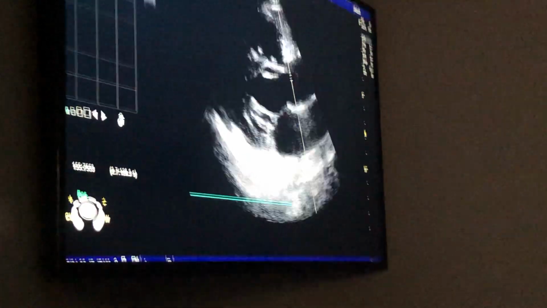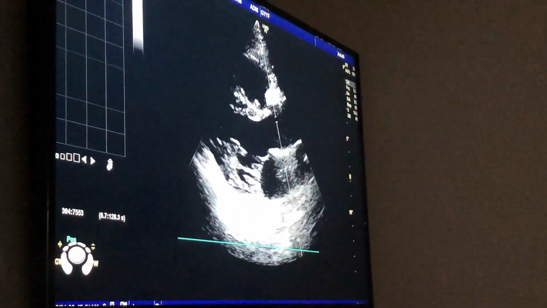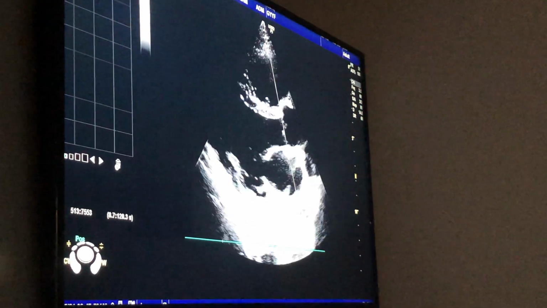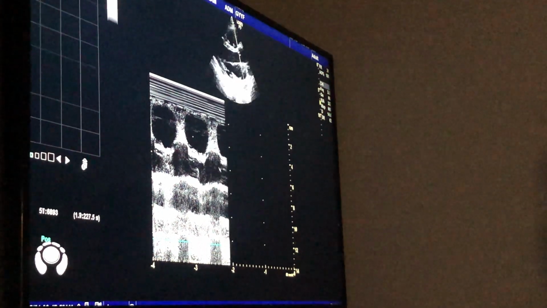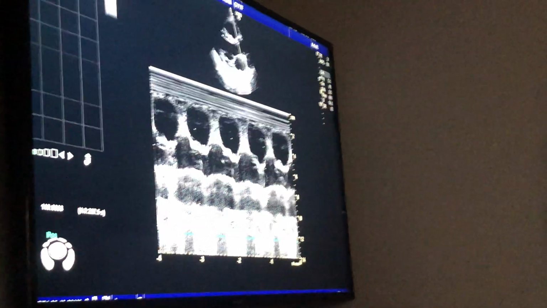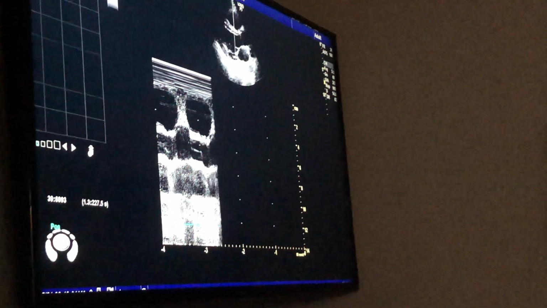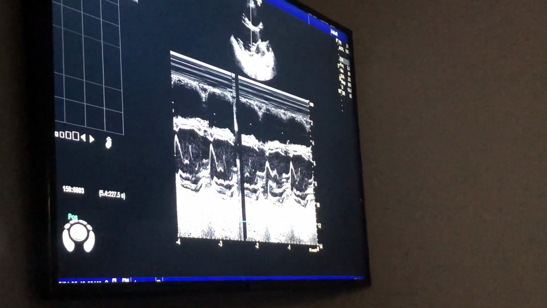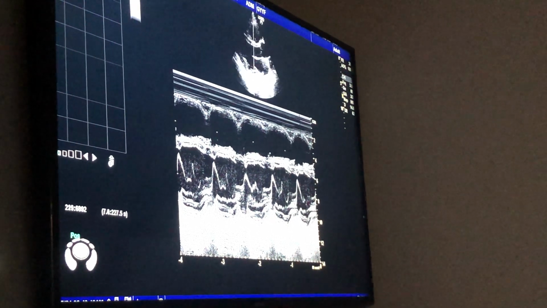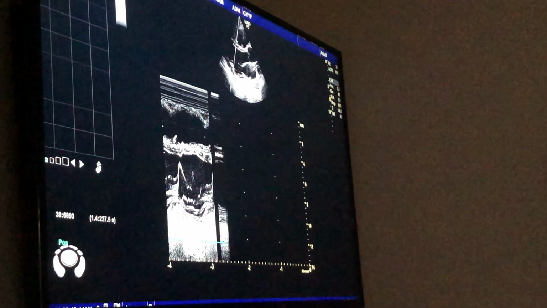There we go. You're gonna do what we call M mode. That's motion mode. It's good for the timing events, but we don't really use it much anymore for anything else. We used to use it to measure, but we don't anymore. We're gonna move it over here to the tips of the mitral valve leaflets. It's gonna look like an M. Then move it over the ventricle.